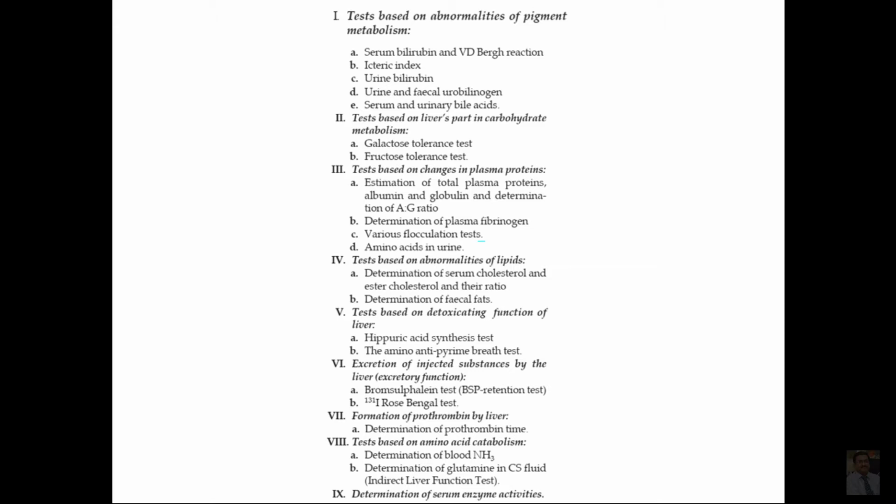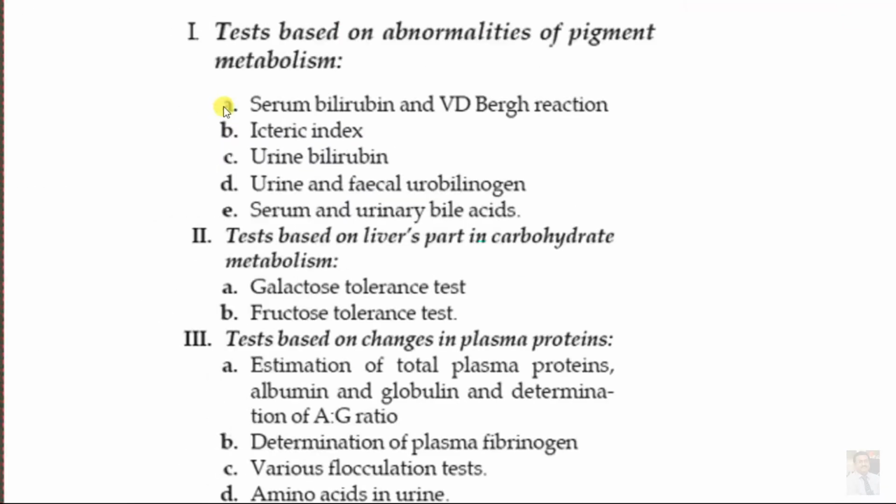So we can have an idea of the different segments, and we can go through them one by one. The first one is the tests based on abnormalities of pigment metabolism. Here the first one is serum bilirubin and the Van den Bergh reaction. This is the first test.